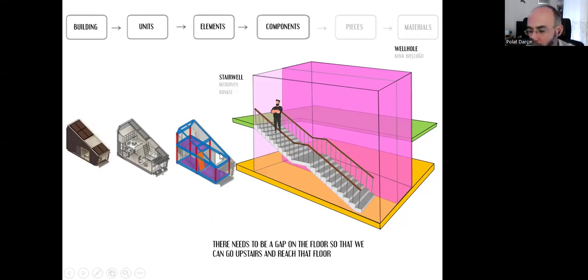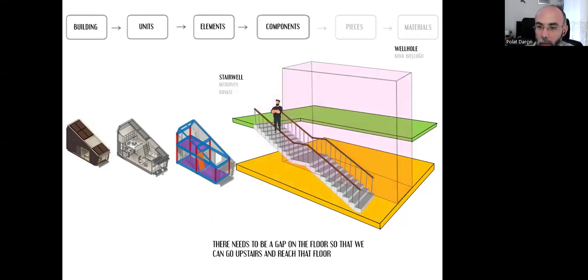So these are the basic terms and components that we need to learn. And we are going to take a look at them one by one in detail.